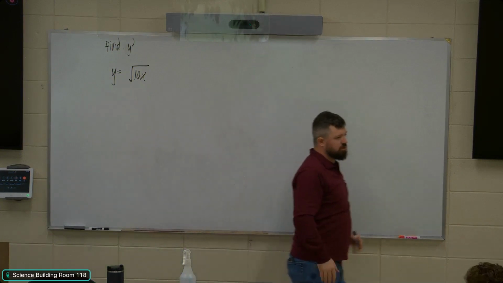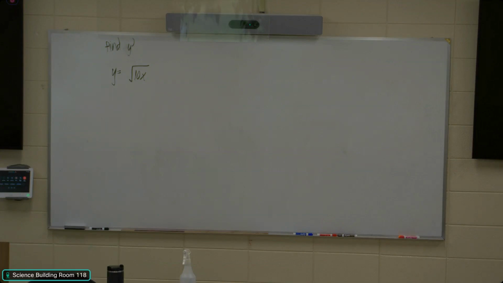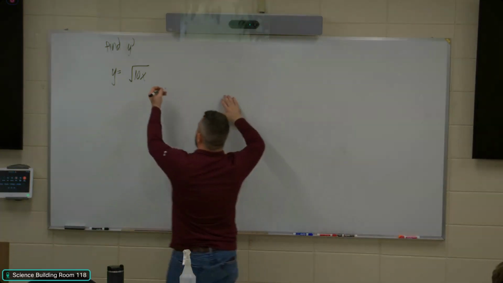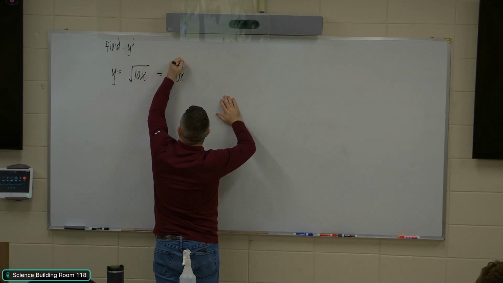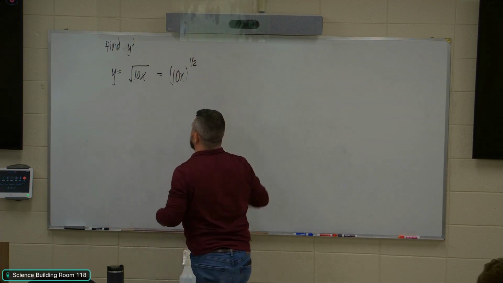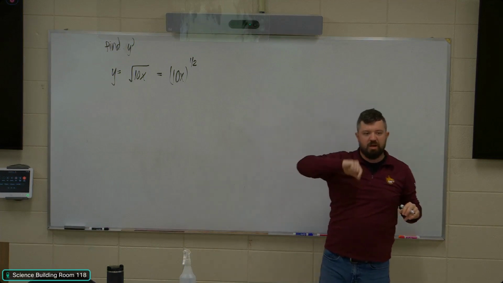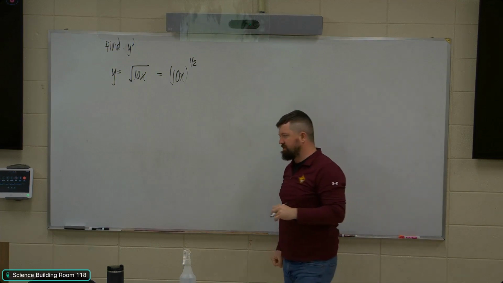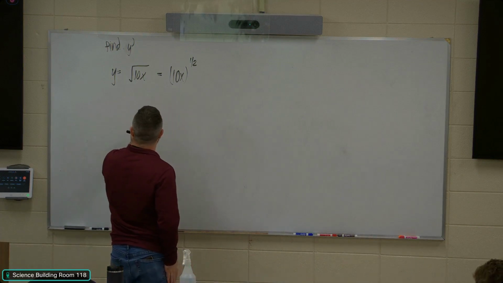On problems like this, though, we're just finding the derivative. What's the first thing I want to do before I even do any calculus? This is y equals the square root of 10x. What do I want to do? Rewrite it as 10x to the 1/2 power. Generally, in this class, I'm going to take any radical and rewrite it as a power, as a fractional exponent. Okay, so now that I've rewritten it, I can use the power rule.